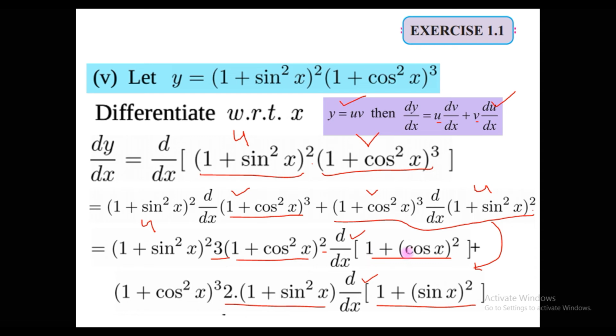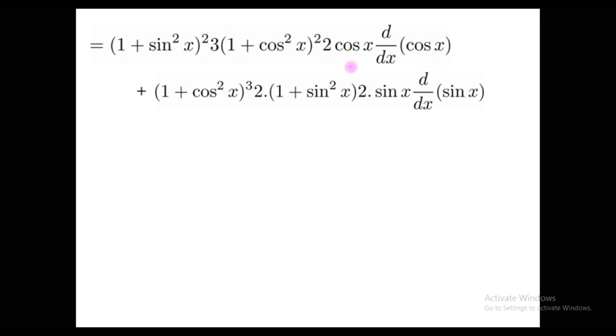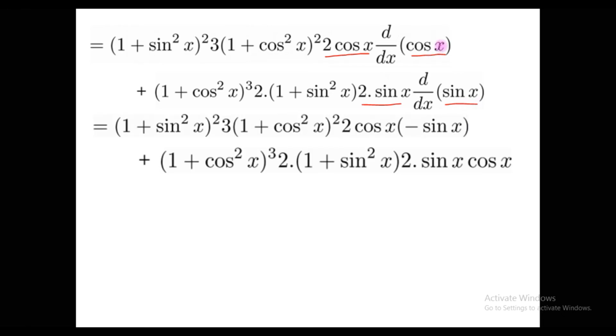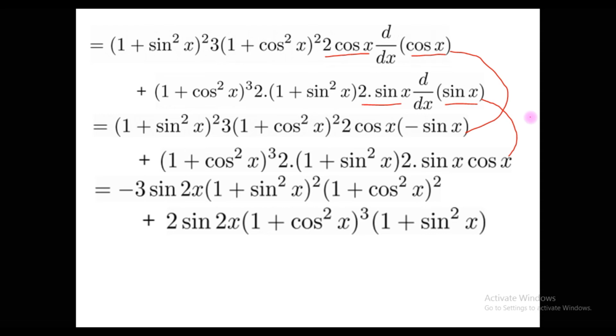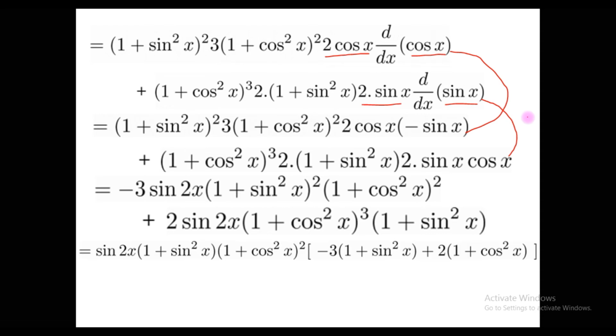So leave that part. The derivative of cos x whole bracket square is 2 cos x, and we have to multiply it by the derivative of cos x. So after writing 2 cos x, do not forget to write the derivative of cos x. Similarly for the next term, 2 sin x into the derivative of sin x. Further, the derivative of cos x is minus sin x and of sin x is cos x. This is what we get. And finally, this is the simplification for it.